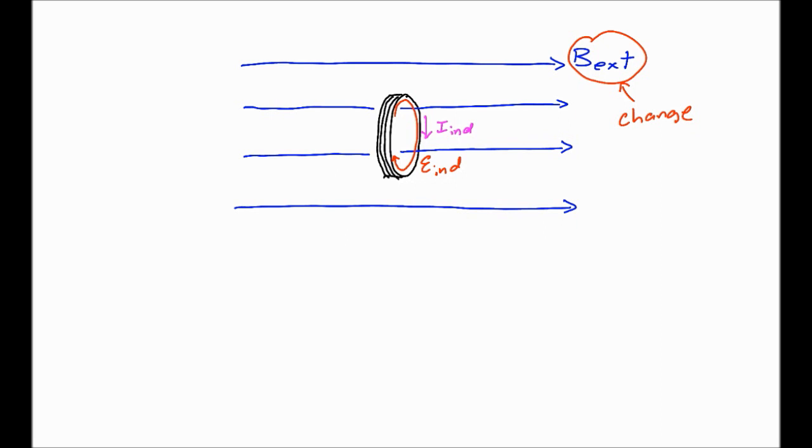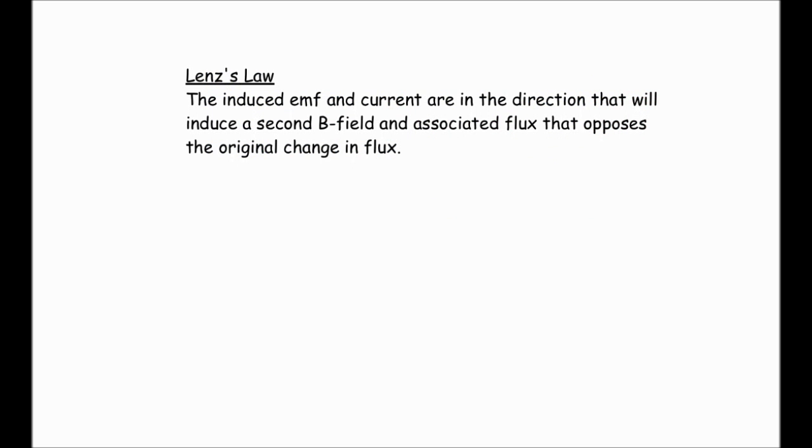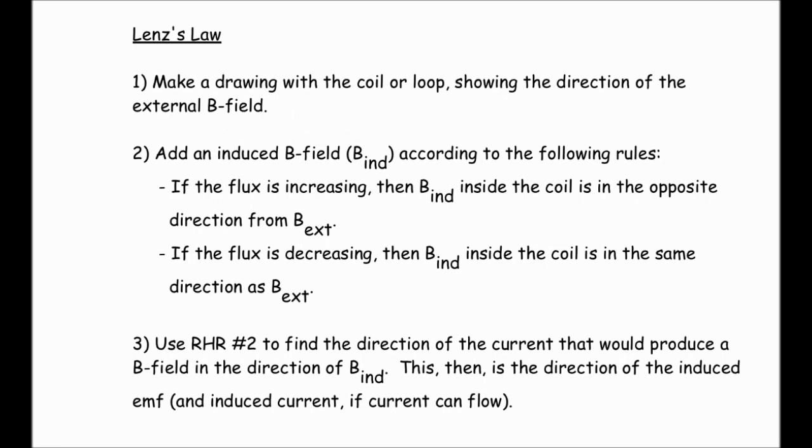So when we do this, how do we know the direction of the induced EMF and therefore the direction of the current? So this is given to us by Lenz's law. So Lenz's law states that the induced EMF and current are in the direction that will induce a second magnetic field and associated flux that opposes the original change in flux. And to make use of this, we'll turn this into a procedure. So here's the procedure to apply Lenz's law.